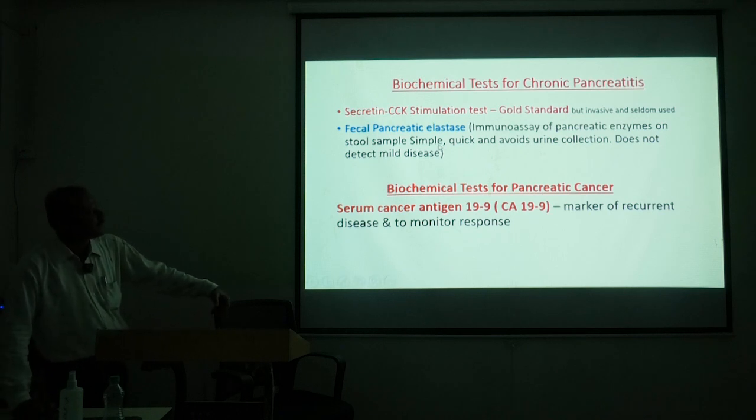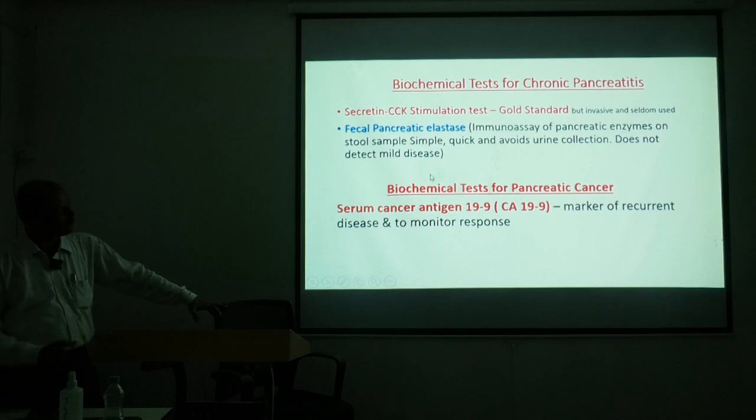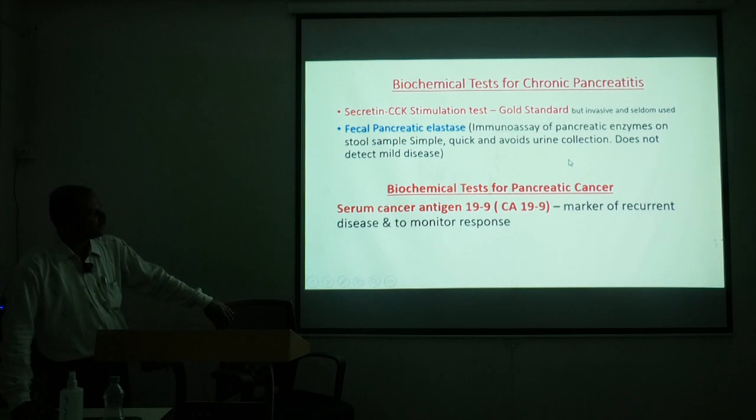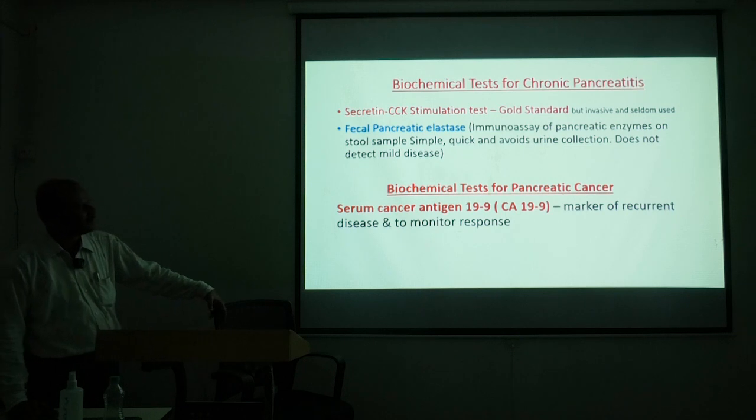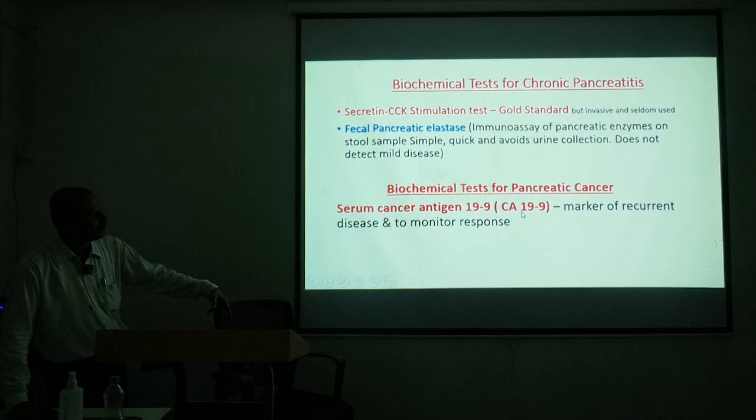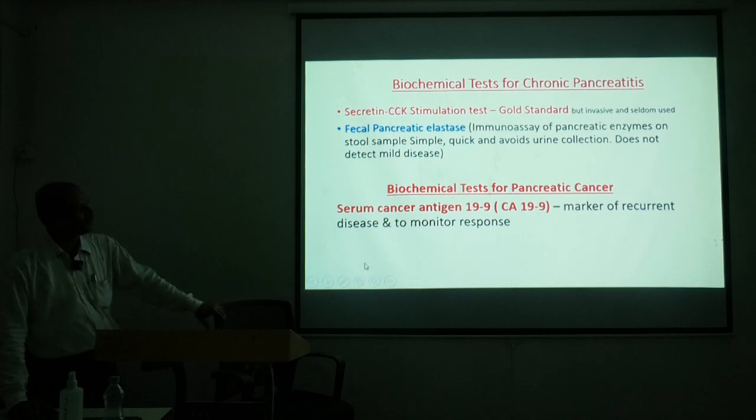Fecal pancreatic elastase is another test, but this is not again done everywhere, an immunoassay. This is a simple test, quick test, but it doesn't detect mild disease. You require a considerable amount of pancreas to be damaged. And pancreatic cancer is a very bad condition. Steve Jobs died of pancreatic cancer, you know, the Apple founder. And for pancreatic cancer, the marker is cancer antigen 19-9. This is a marker of recurrent disease and to monitor response.